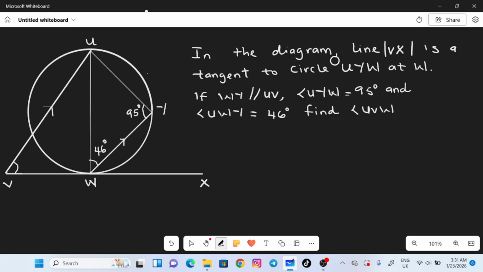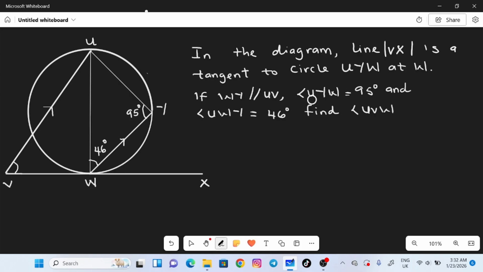In the diagram, line VX is a tangent to circle UYW at W. Our line VX is a tangent that touches the circle at point W. If WY is parallel to UV, our WY is parallel to UV.